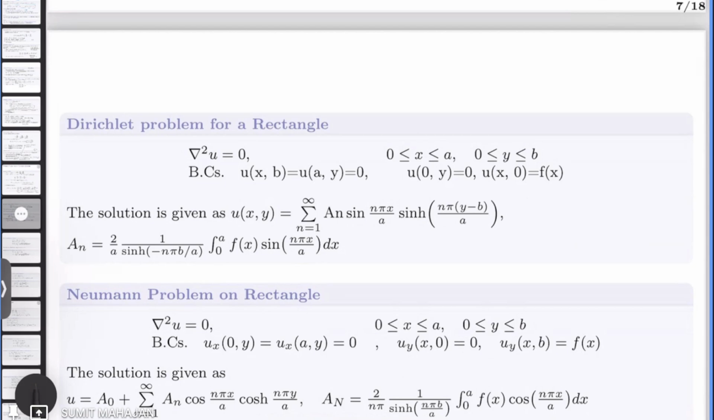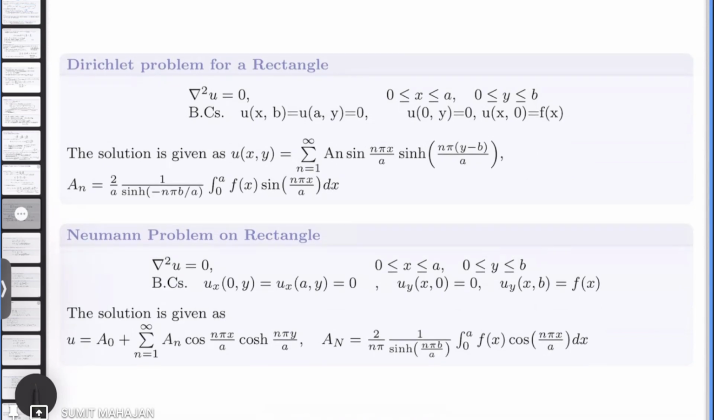Now the solution of the Laplace equation depends not only on the problem but also on the conditions that are given to us. So the conditions are also very important. Let's say we are solving the Dirichlet problem for a rectangle. In that case, we'll have del square u equals 0, x between 0 and a, and y between 0 and b. So that is a rectangle of length a and width b. The boundary conditions are u of x comma b equals u of a comma y equals 0, which is homogeneous, and u of 0 comma y equals 0, u of x comma 0 equals some f of x. So let's say we want to find the solution inside the rectangle.